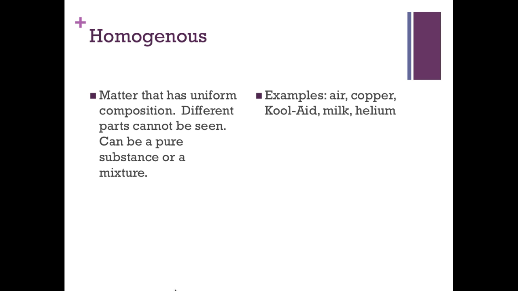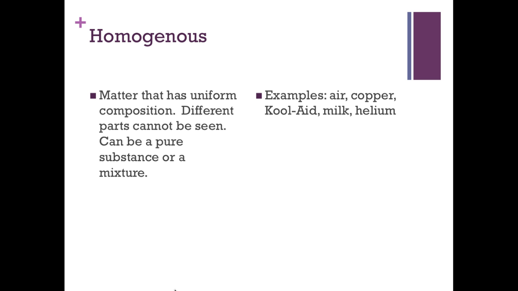Okay, next we've got homogeneous. Okay, this is matter, remember, that has a uniform composition. Different parts cannot be seen here. And remember, this can be a pure substance or it could be a mixture. Some examples here would be air. Okay, air would be considered a mixture. You can't see the different elements, the different parts of air. It all looks the same. Okay, but you have different things mixed in there that are not chemically combined.